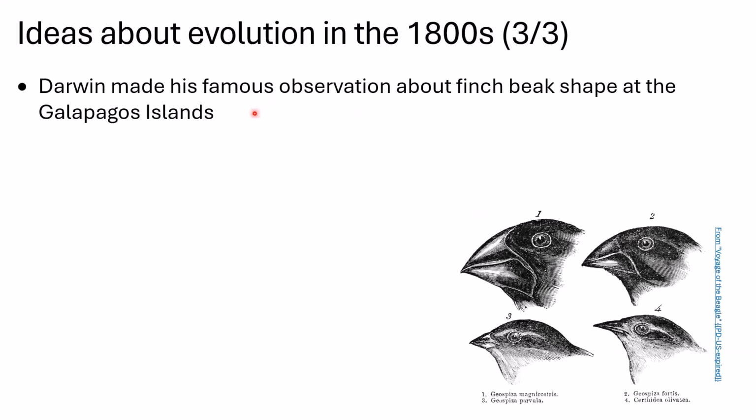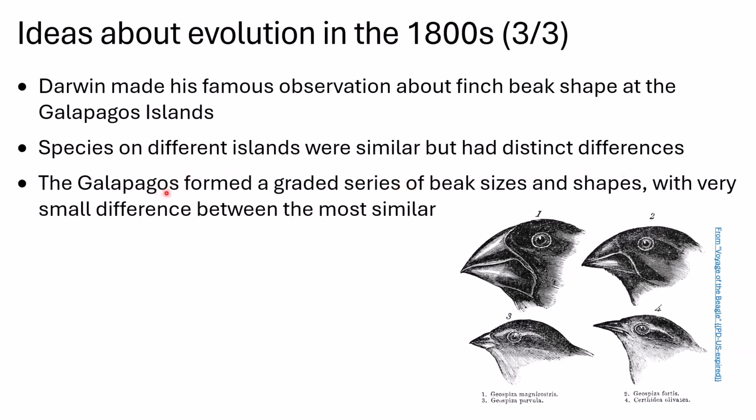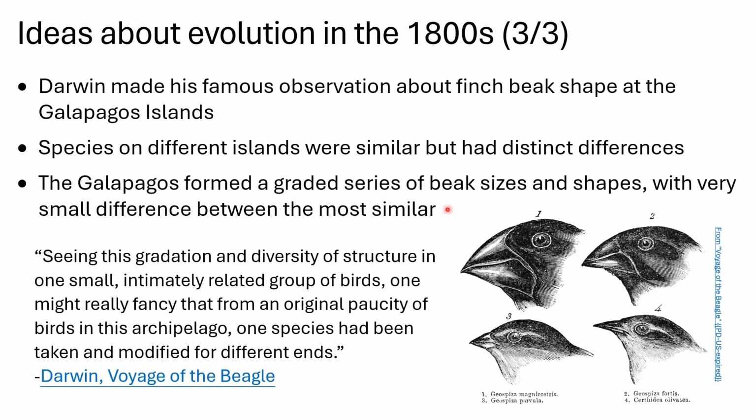He saw that different finch species found on each island were similar, but had distinct differences. In particular, he noted that there was a graded series of beak sizes and shapes, with very small differences between the finches with the most similar beak sizes. As he wrote in his book, it was as if there had originally been one small group of birds, and each one was modified with different traits to be able to take advantage of the resources found on the island they were on. While Wallace and Darwin both made similar observations and provided similar explanations, Darwin was the one who coined the term natural selection.